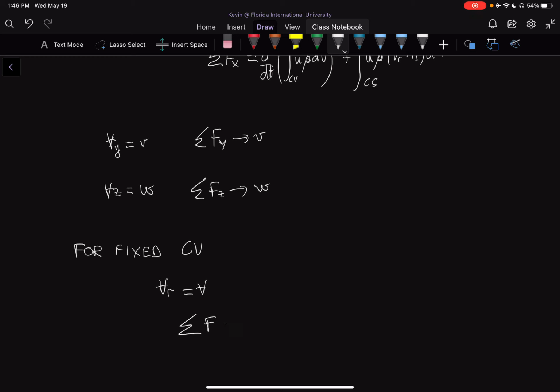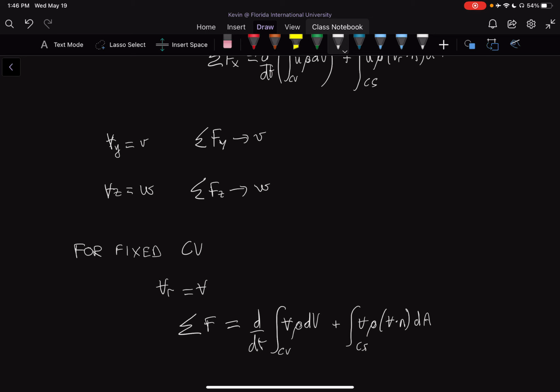So the sum of F for a fixed control volume would just be equal to d dt times the integral of V in all directions, rho dV, plus the integral, so this is for control volume, control surface, plus the integral of V rho times V dot N dA.